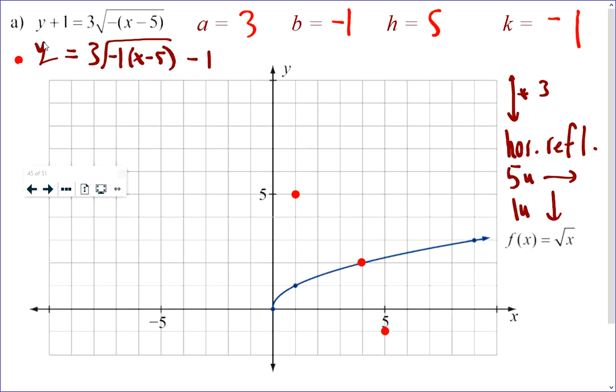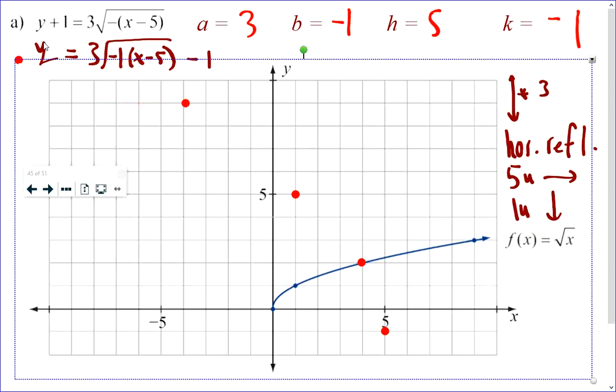I think we have enough room that we could do that last key point as well. Stretched vertically by a factor of 3 will take it to 9. I better just count my squares here and make sure this is correct. So that takes it to 9. Now I'm going to reflect it, and it's 9 to the right, which means it's going to be 9 to the left. 5, 6, 7, 8, 9. And now I'm going to shift it 1, 2, 3, 4, 5 to the right, and 1 down.